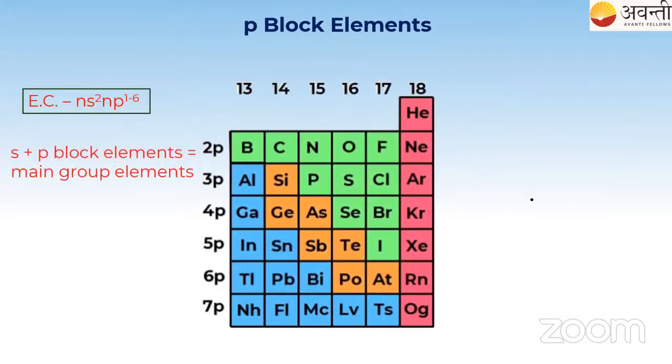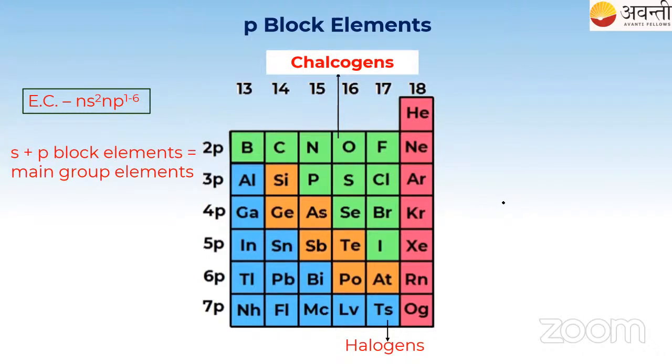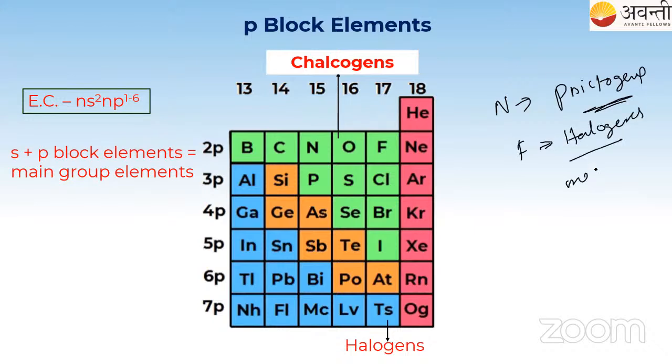Same for P block elements. This is the general electronic configuration. Oxygen family, we call them chalcogens because they always exist in the form of oxides and sulfides in the earth's crust. Nitrogen family, we call them pnictogens. Pnictogens means suffocating smell. Next, fluorine, bromine, we call them halogens, meaning sea salt forming tendency, or we can also say metallic salt forming tendency. So that's why we call them the halogen family.